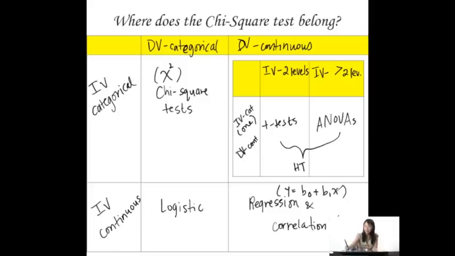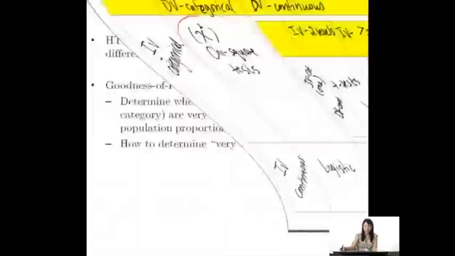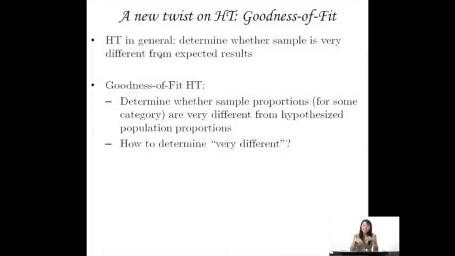So we're going to spend our time right in here. All right, so there's a new twist on hypothesis testing. It's not totally different. It's still very, very similar, but there's a subtle difference. And today we're going to start off with the Chi-Square Goodness of Fit test.